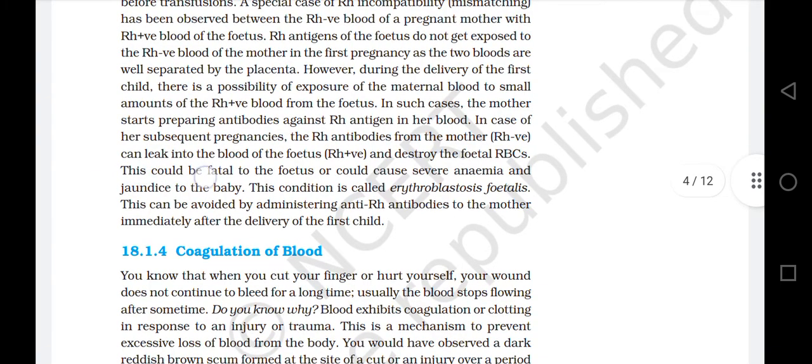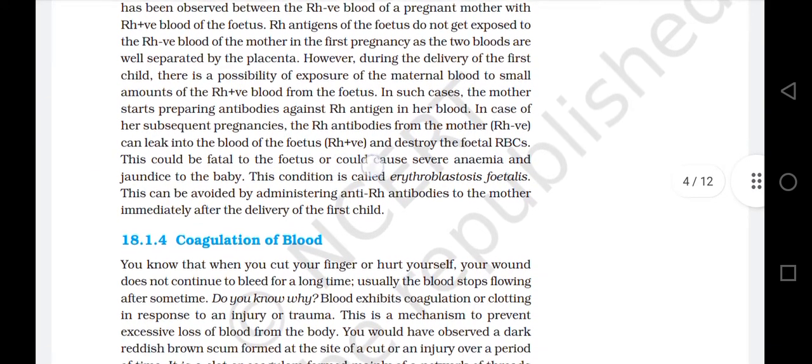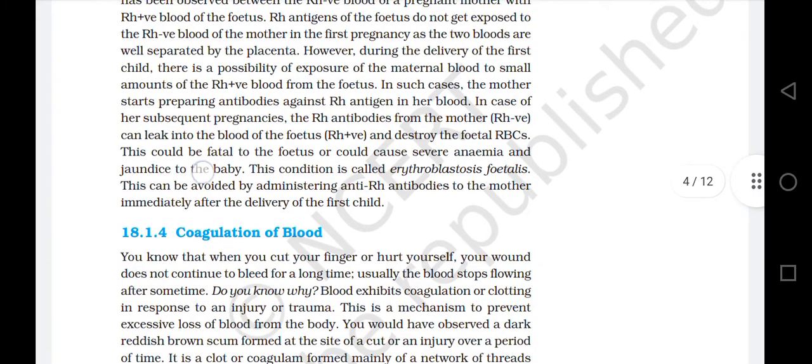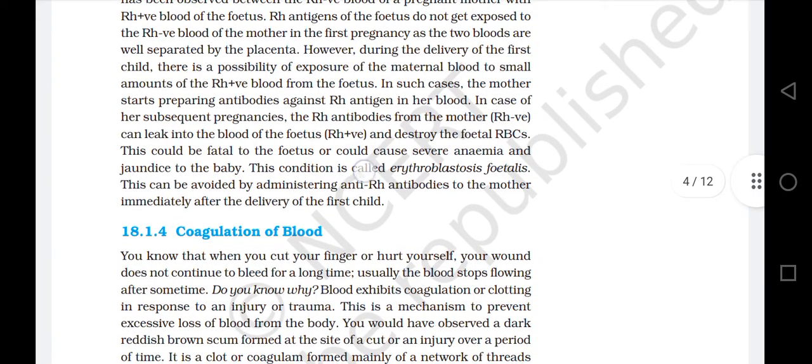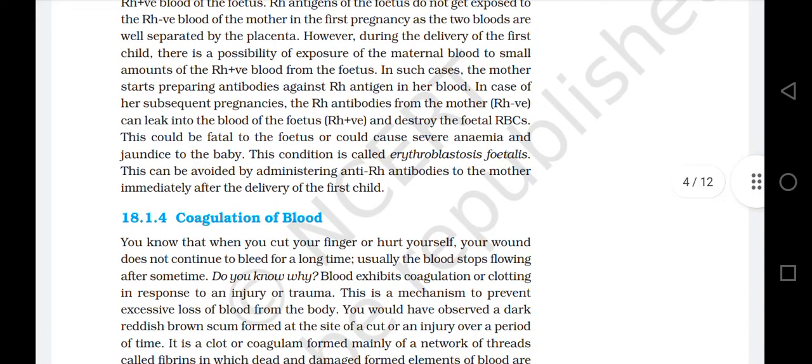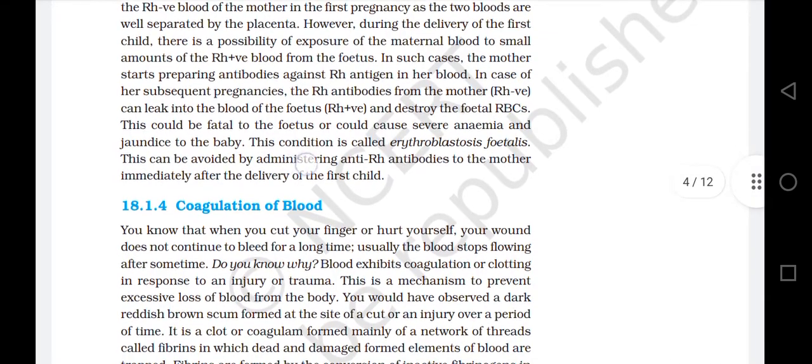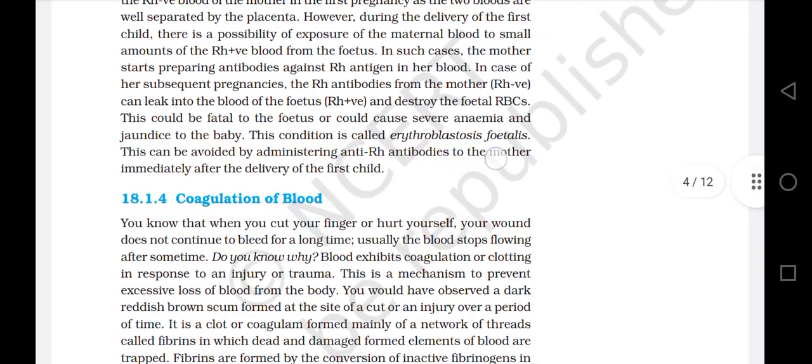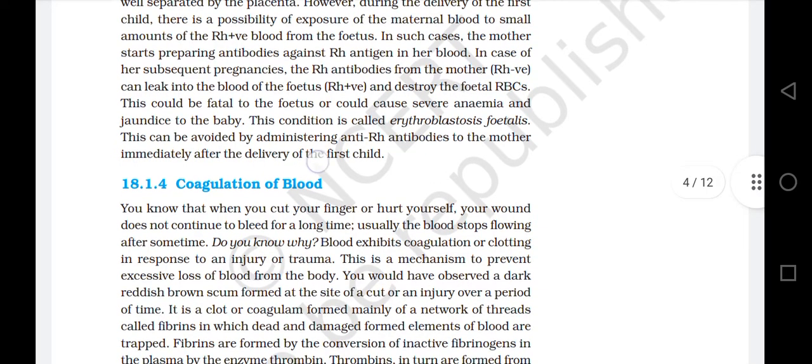This could be fatal to the fetus or could cause severe anemia and jaundice to the baby. This condition is called erythroblastosis fetalis. This can be avoided by administering anti-RH antibodies to the mother immediately after the delivery of the first child.